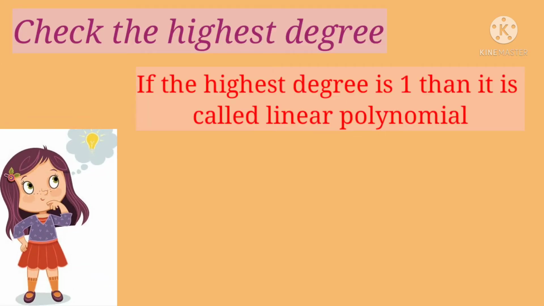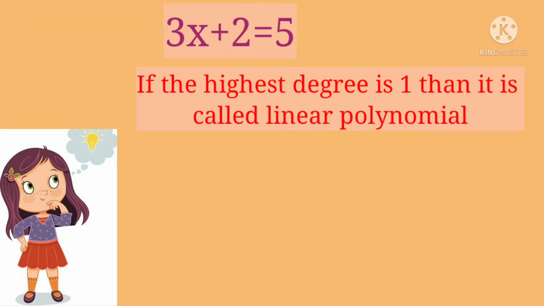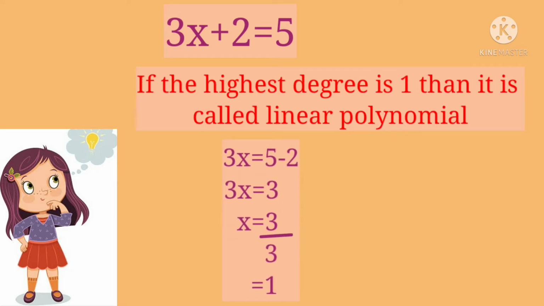The question arises: we need to check the highest degree of the given polynomial. For example, I have taken 3x plus 2 is equal to 5. We need to check the highest degree. It is 1, so it is a linear polynomial. So how can we find the solution? 3x is equal to 5 minus 2, that is 3. Yes, 5 minus 2 is equal to 3, so x is equal to 1.